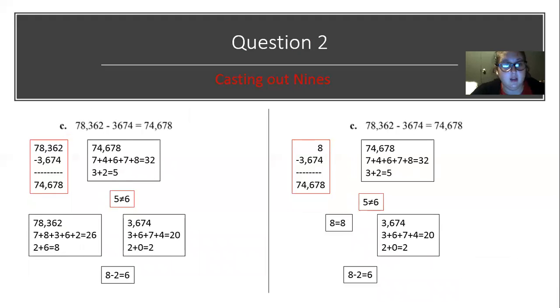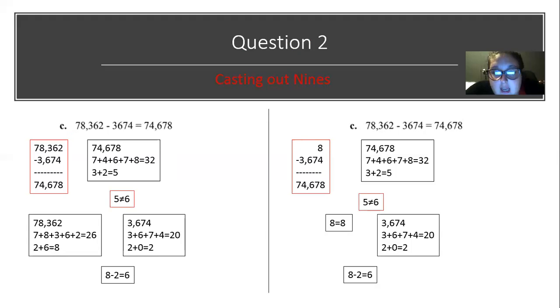All right. This one's a little bit different. So I think we've got the gist of you take out the 9s. So we're going to stick to the right side of the screen now. So we're looking at 78,362 minus 3,674, which equals 74,678. That's their example problem, okay?